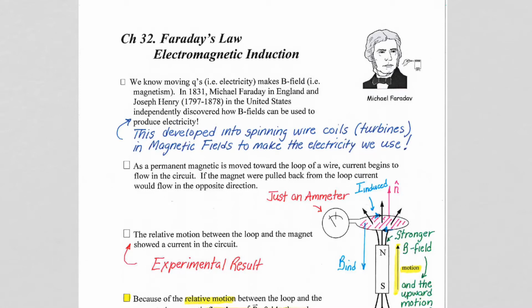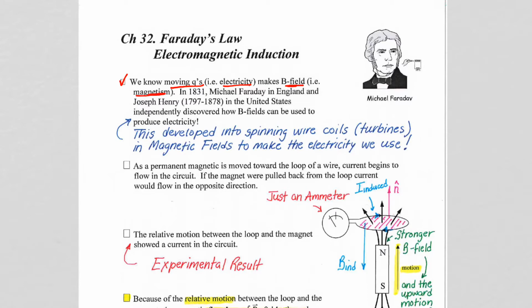All right, Chapter 32 is called Faraday's Law, and it involves electromagnetic induction. I know we don't know anything yet about electromagnetic induction, but that's what this chapter is going to teach us, so let's get started. We already know that moving Q's, electricity, makes B field, magnetism.